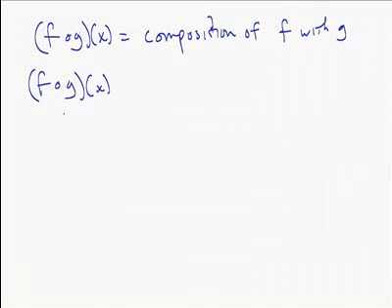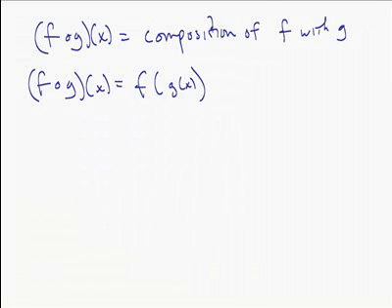It's not the letter O. It doesn't spell fog, even though we kind of call it fog sometimes. F composed with g of x means to take f of g of x. In other words, evaluate the function g first at a particular point. When you're done with that, put that result into f, just like we did before.